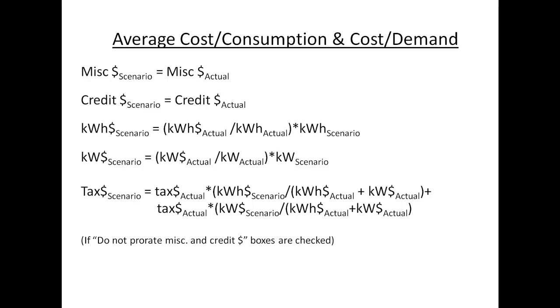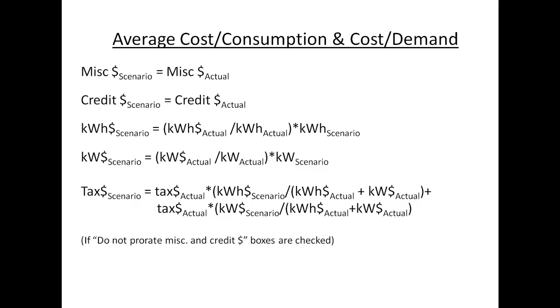As you can see, what we've done is we've split out the specific cost per consumption and your specific cost per demand, and then we've applied them back to the scenario usage. The scenario usage means just whatever scenario you're currently reporting on. So if you're reporting on baseline, the kilowatt hour scenario would actually be kilowatt hours baseline. The tax is proportionally adjusted and it's split between your kilowatt hours and your kilowatt charges. You can think of this somewhat like a voltage divider. It works the exact same way.